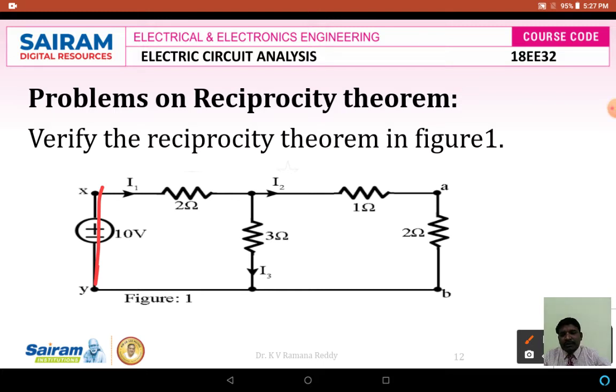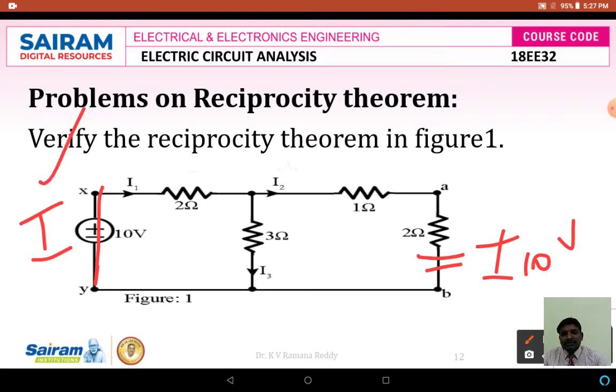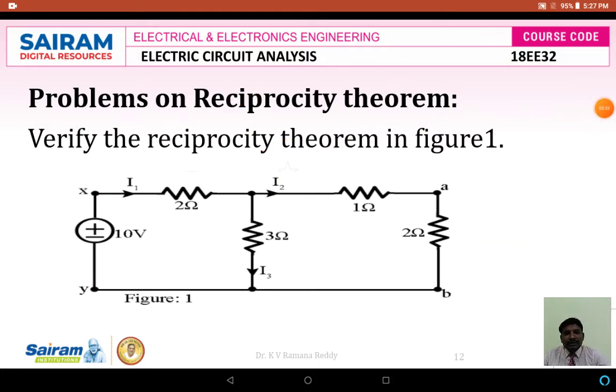Now again we produce a current here with this 10 volts voltage source. The current I, whatever it produces, should be the same as in the previous case. Then the ratio of response to excitation, that is I by V in case 1 and I by V in case 2, if it is the same, then the theorem is verified. This kind of reciprocity principle is used in telephone systems and telephone applications.